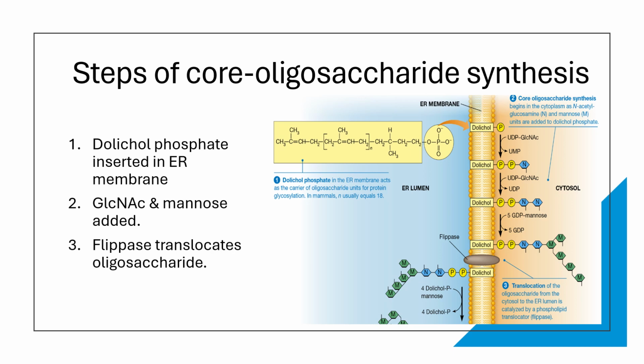N-acetylglucosamine and mannose groups are added to the phosphate group of the dolichol phosphate. And again, this is happening in the cytosol. It continues to grow, and it keeps adding these different groups. And then finally, once it reaches a certain amount of mannose and N-acetylglucosamine, a phospholipid translocator known as flippase will take the oligosaccharide from the cytosol back into the lumen of the endoplasmic reticulum.